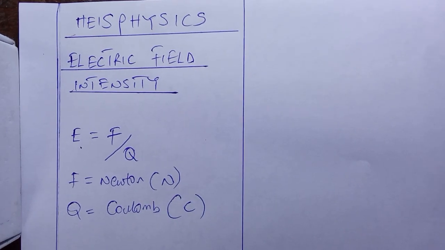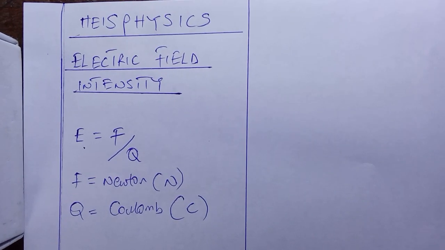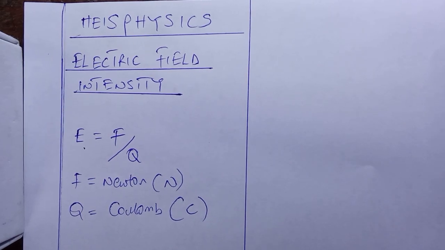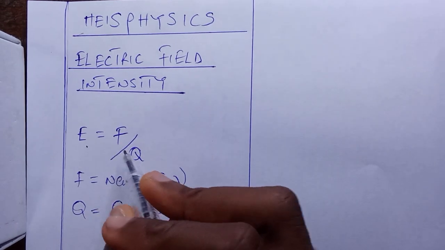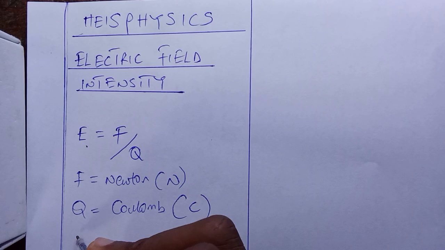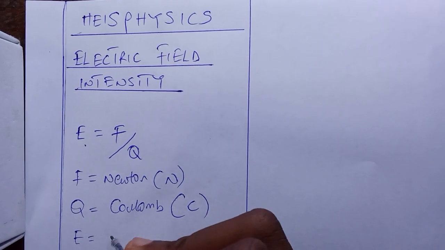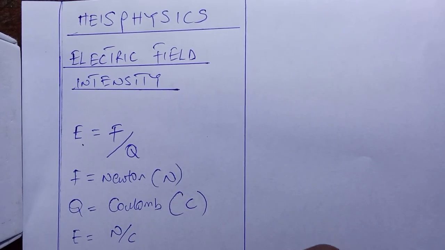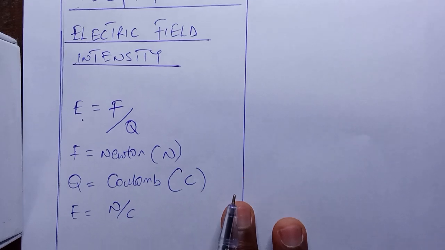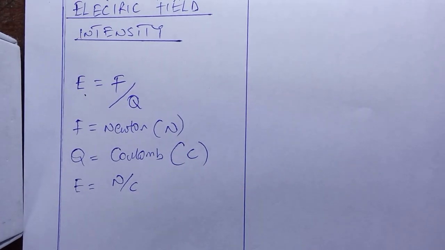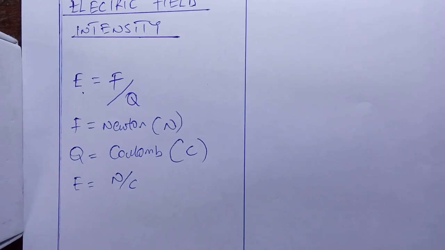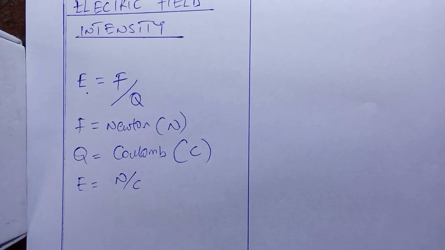So if the SI unit for force is Newton and the SI unit for charge is Coulomb, the SI unit for electric field intensity will be what? This is force over charge, so E equals Newton over Coulomb. Therefore, the SI unit for electric field intensity is Newton per Coulomb. So I've gotten the SI unit for these three components.